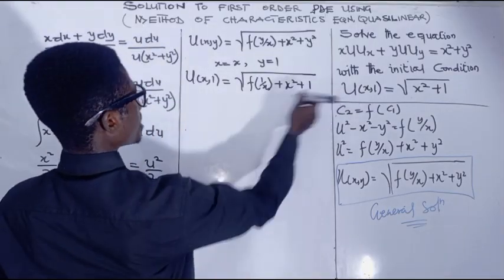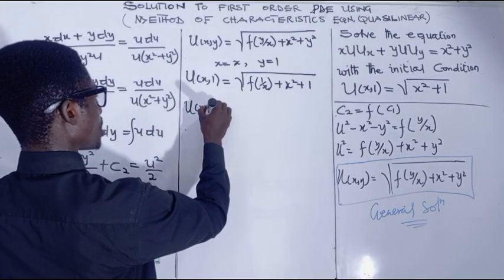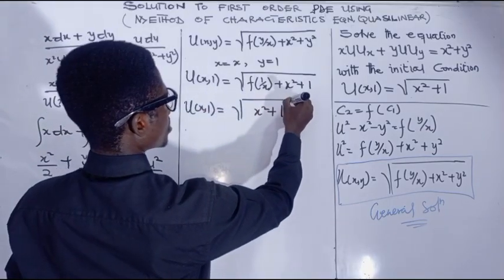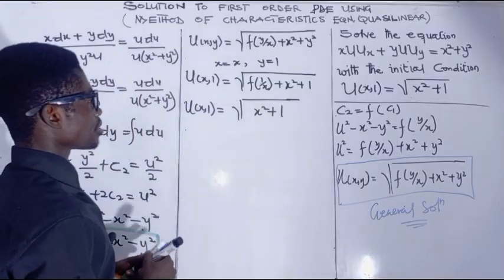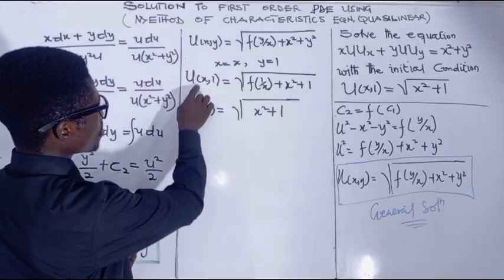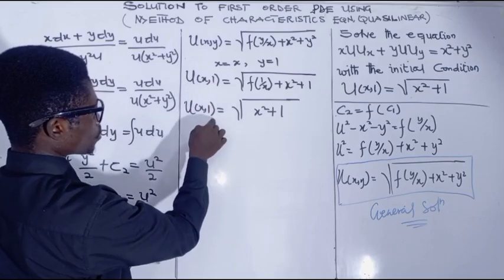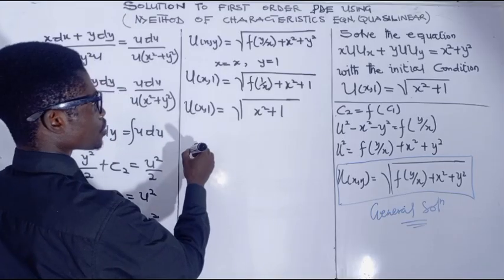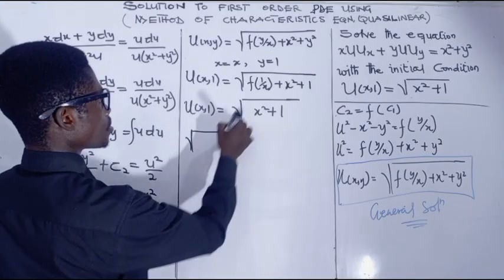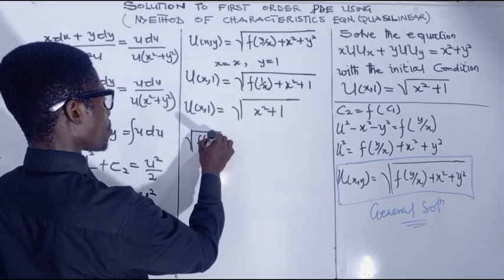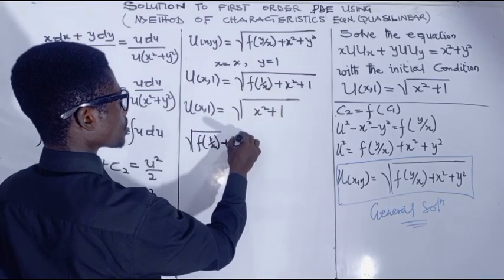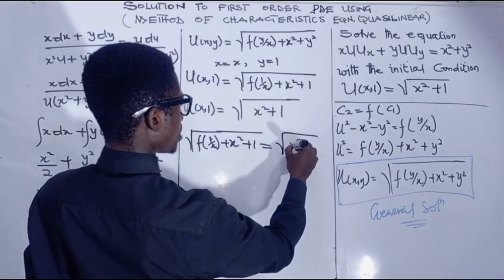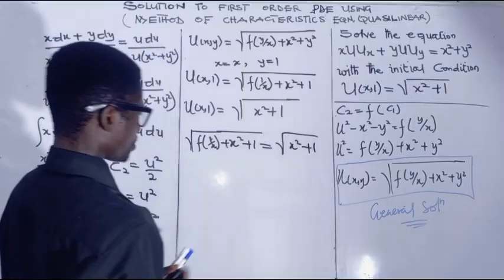And then we have the initial condition, u at x, comma 1 is equal to the square root of x squared plus 1. So from here, since this is equal to that, we can equate this to that. Very, very easy and simple. So we are going to say that the root of a function of 1 over x plus x squared plus 1 is equal to the root of x squared plus 1.